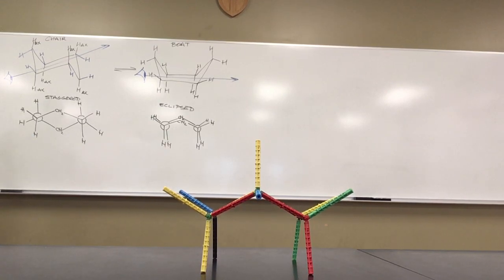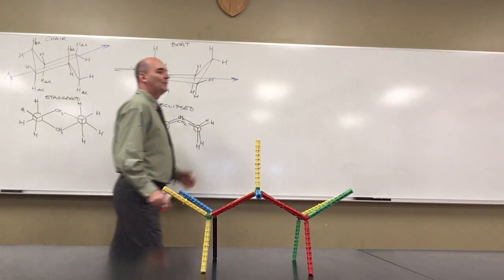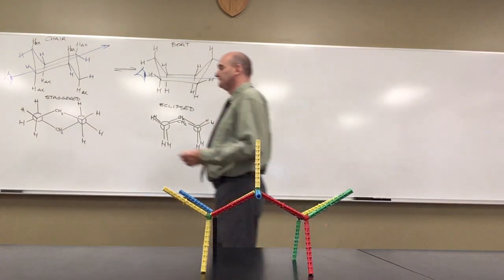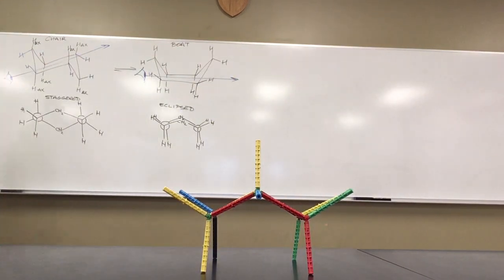There's more than that. There's a thing called a twist boat. It's in the book, you can read it. This is good. That's not good. We're going to spend more time here than there. All right, let's start switching some of these hydrogens out for other groups.